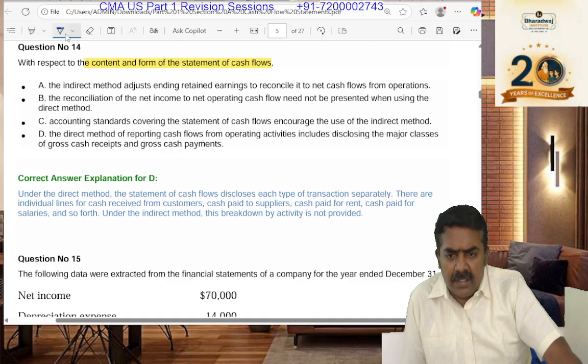In the indirect method, we are not doing any reconciliation. Reconciliation of net income to operating cash flow is not presented while using the direct method. Accounting standards covering statement of cash flows encourage use of the indirect method? No, no such thing. In the direct method, cash from operating activity includes disclosing major classes of receipts and payments. That is the correct one.